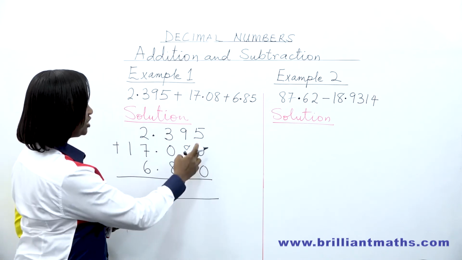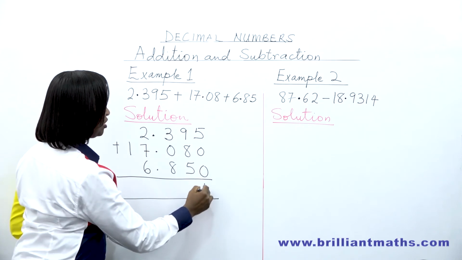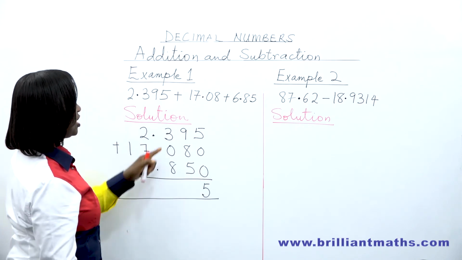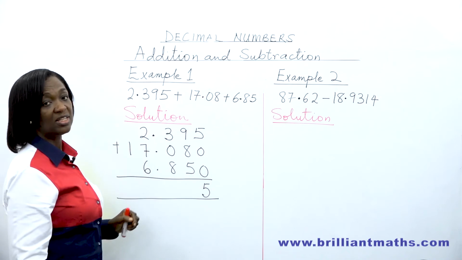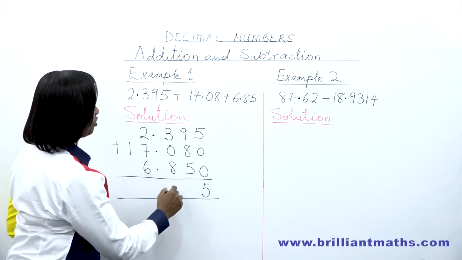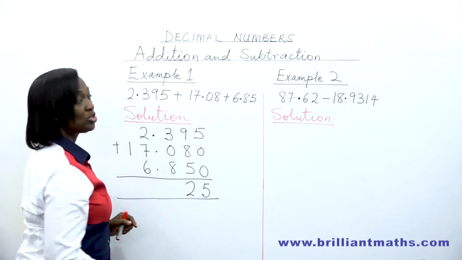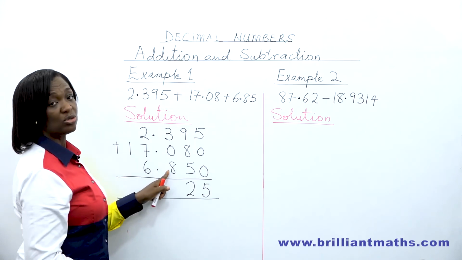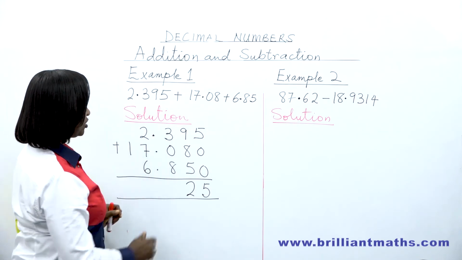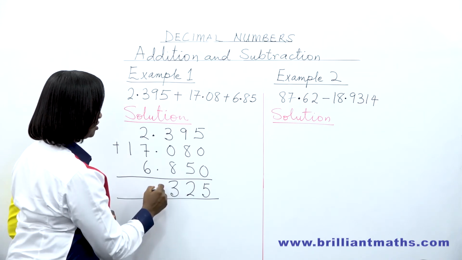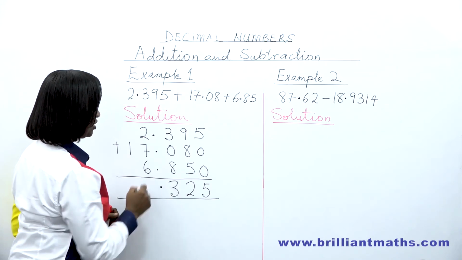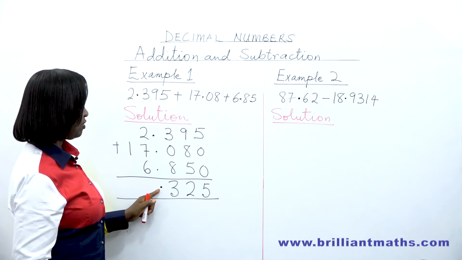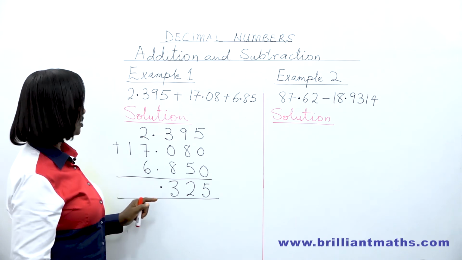So 5 plus 0 is a 5. 9 plus 8 is a 17. And 17 plus 5 is 22. So we carry over 2. 8 plus 2 is 10. Plus 3 is 13. We carry over the 1. And we put our decimal point.